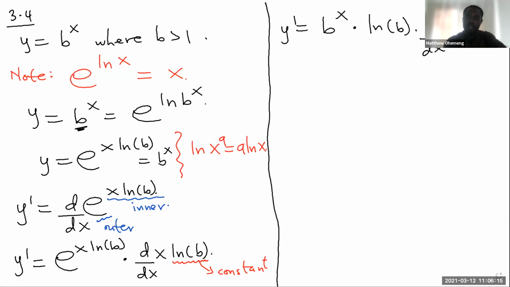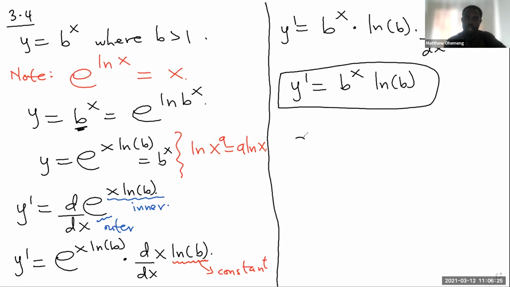By the constant multiple rule, just pull the constant out and then times the derivative of what? Of x. So that will give us y prime, which is what? b to the x ln of b. And then dx over dx is just 1. So this is our final formula. Writing this as a standard derivative, you have d/dx of b to the x is just equal to b to the x ln of b.